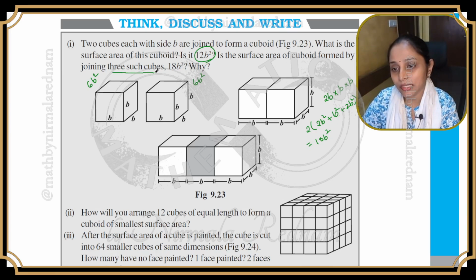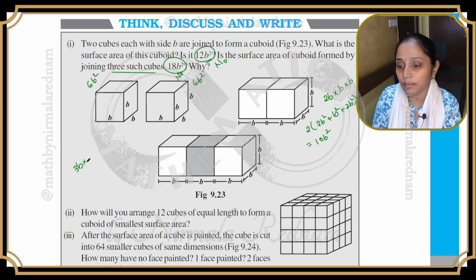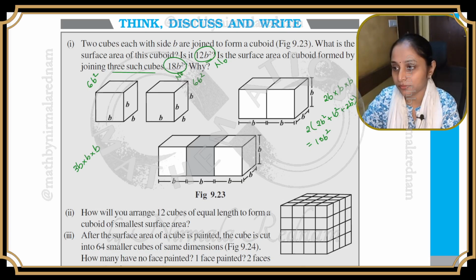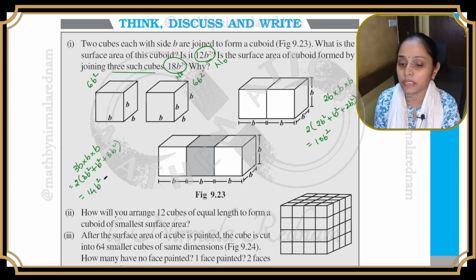If you join 3 such cubes, is it going to be 18? From the previous answer, clearly you can see that no, it's not going to be 18. Okay. So here also you can actually find out and check. 3B, B and B are the dimensions, right? So here I have 2 times LB plus BH plus LH, right? So if you add this, 7 into 2 is 14. Okay, it's not 18B square, it's 14B square.